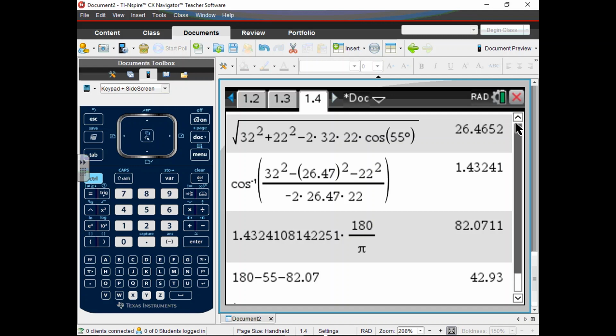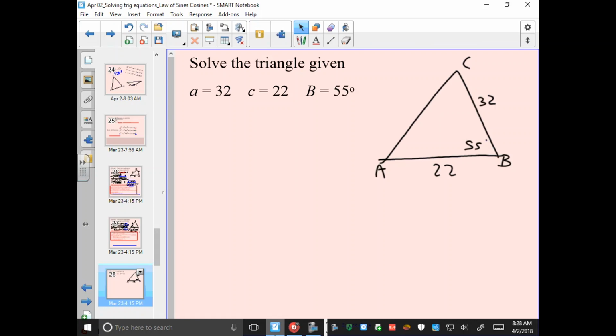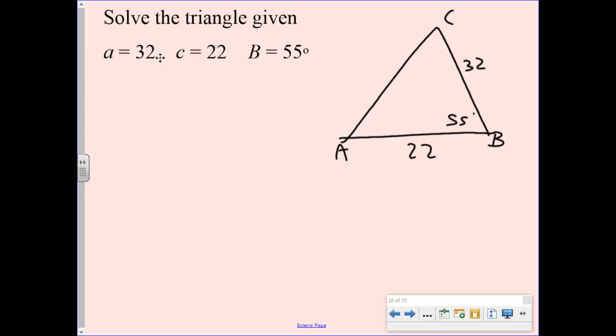Angle A is here on the second line. So again, the inverse cosine of all the values that we need for that formula, again, that's in radians, converted back to degrees, 82.07. And then on the last line, you see we're just subtracting for the third angle, which is angle C. So my final answers on this one will be, excuse me, side B would be equal to 26.47, angle A 82.07 degrees, and angle C came out to be 42.93 degrees.